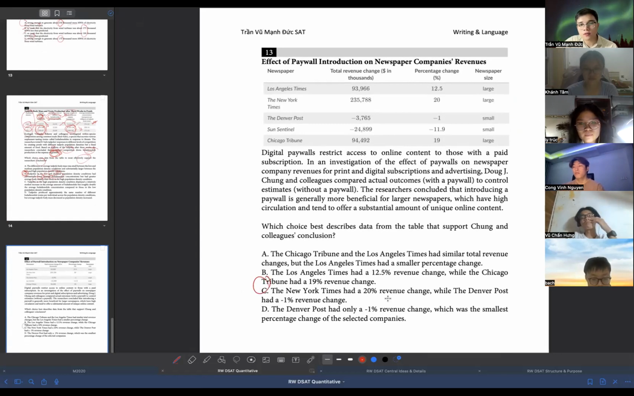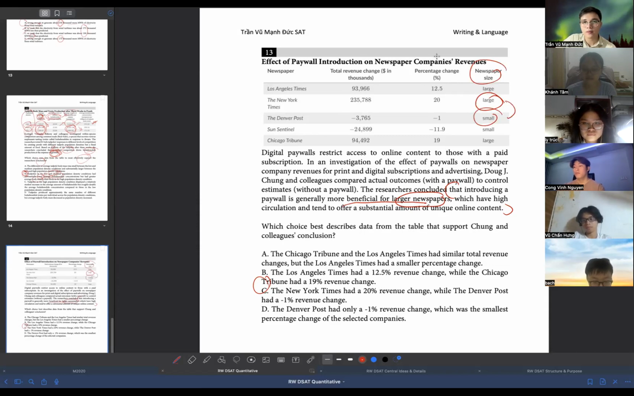New York Times had 20% revenue change. What is the conclusion? The conclusion is that introducing a paper is generally more beneficial for larger newspapers. So this is a larger newspaper, the New York Times. And why is it larger? Because it says this, larger size. The Denver Post is smaller.